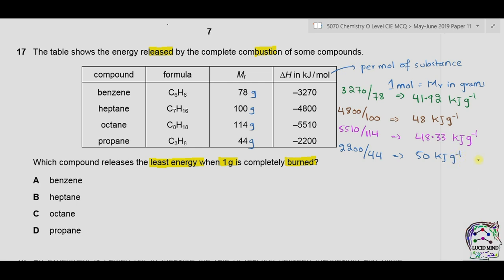As this is all the energy released, the energy release is always given with a negative sign. So we can see that the least energy is given by benzene, which is 41.92 kilojoules per gram. Therefore the answer is A.